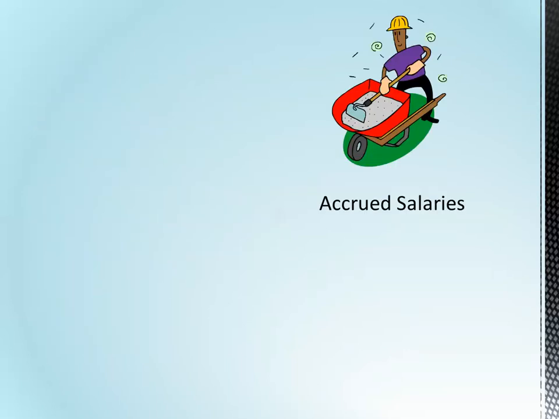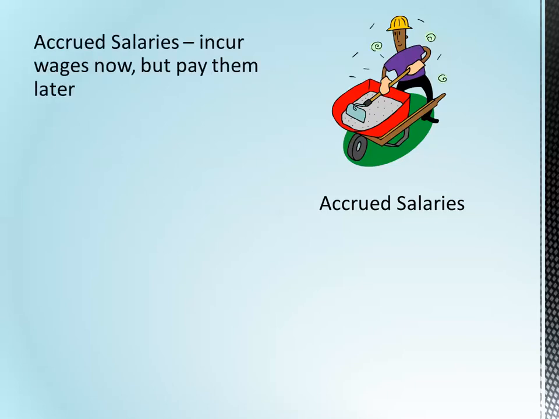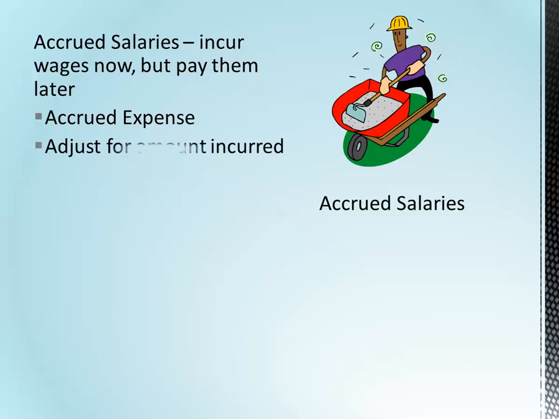One more example here, or one more to walk through in this first set of discussion here. The accrued salaries. Accrued salaries are you incurred the wages now, but you'll pay the employee later. It's called an accrued expense. So you adjust for the amount that you incur during the current period. And again, I'll give you another example, and it would be debit your salaries expense, credit your salaries payable.